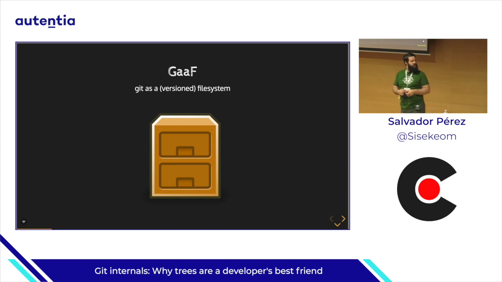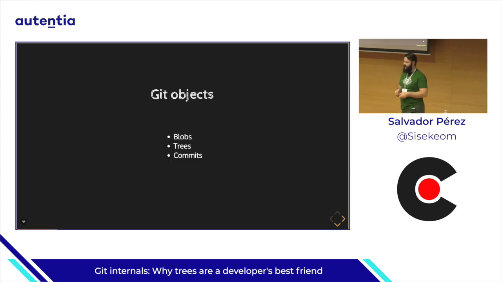I decided to name this part of the talk just Git as a versioned file system, because it kind of is what actually happens behind the scenes in Git. Git manages three kinds of objects: the blobs, trees, and commits.